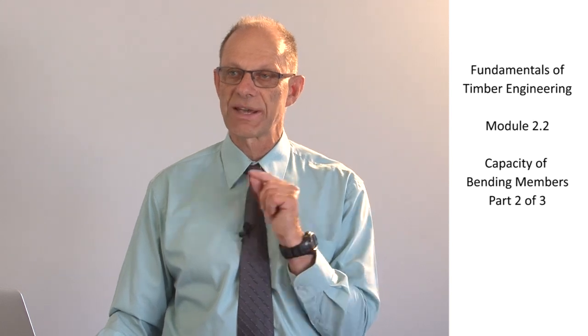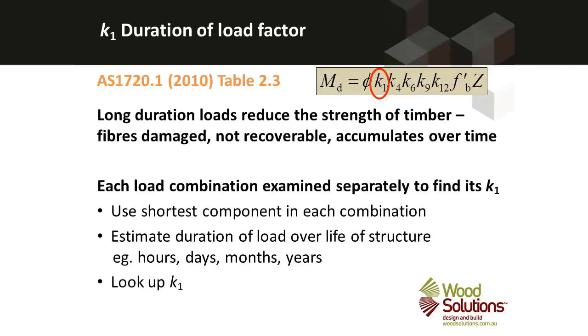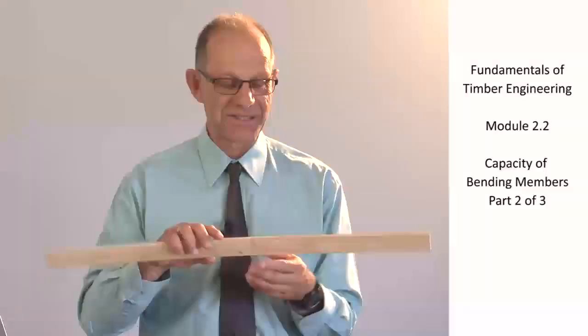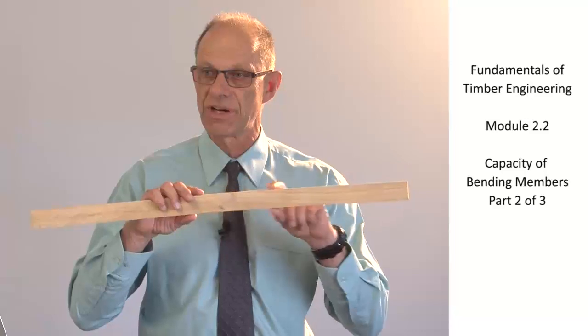The next one to look at is our K1 factor. Now across that equation they go in number order. So the first one is K1 and it is a duration of load factor. The duration of load factor takes account of the fact that timber is a natural product and each timber member consists of millions of individual fibres.